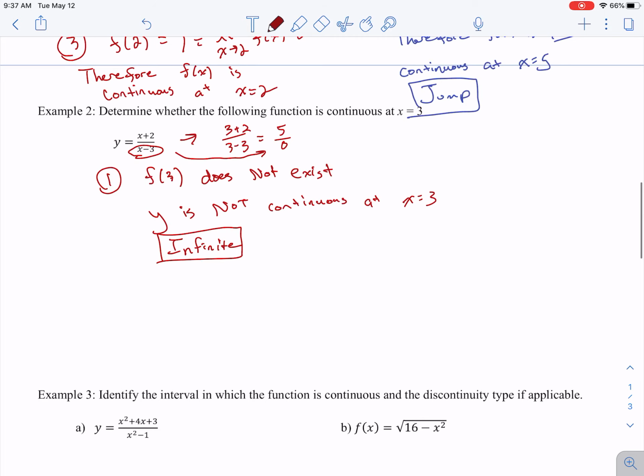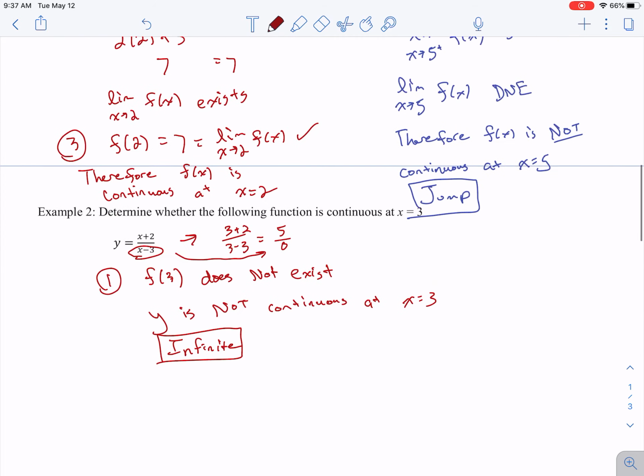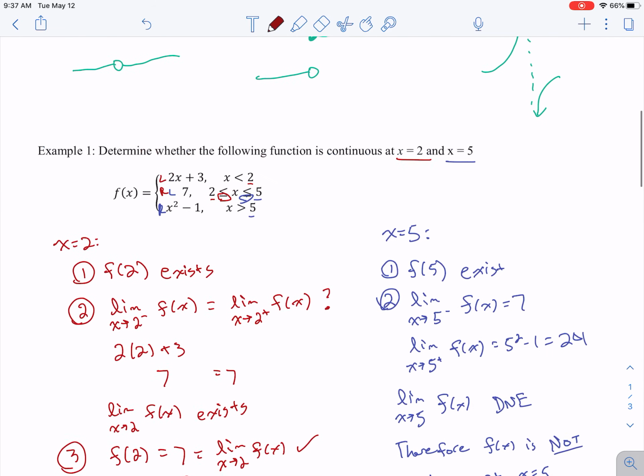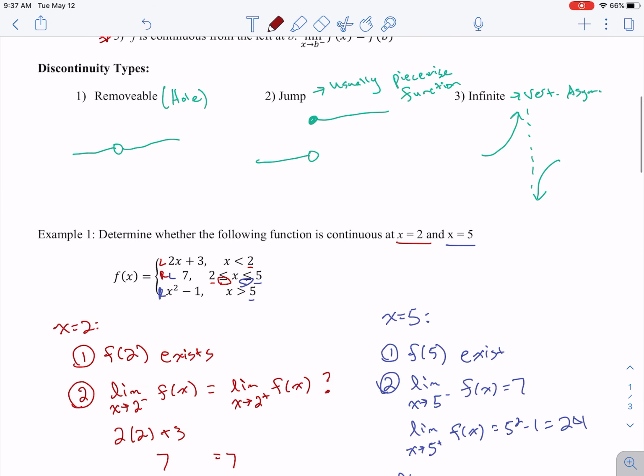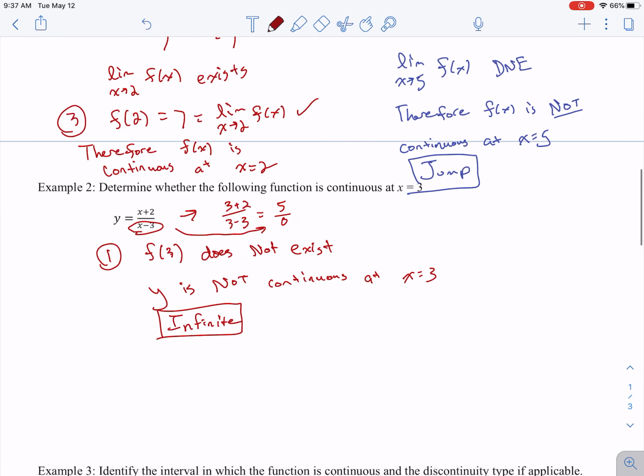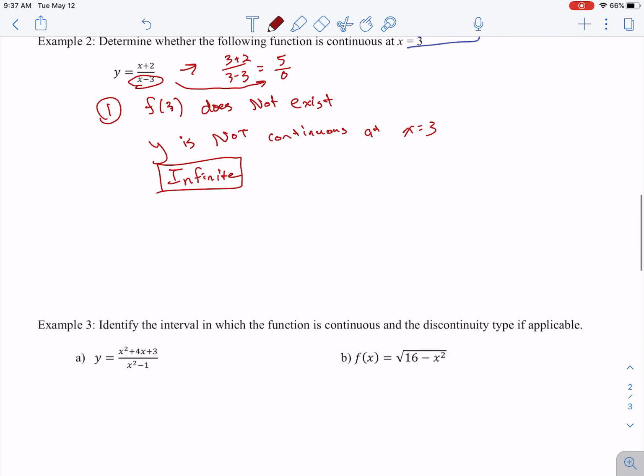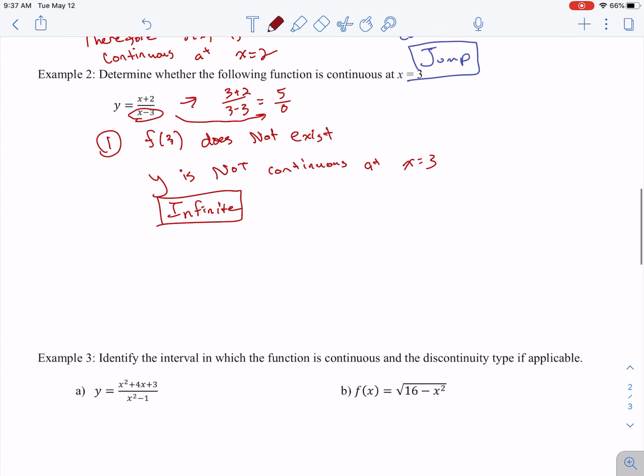I'm just trying to go through with you how you can figure it out algebraically. If you get a picture, it's very, very easy to tell. You don't have to do any of this work for a picture. If you're just given a random graph, you can just go ahead and say it's not continuous. If you have to trace it, pick up your pencil, it's not continuous.